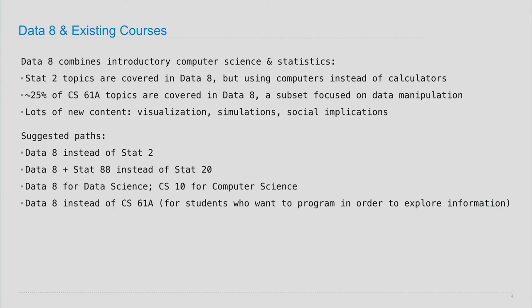What about 61A, which is a computer science course that's an introduction for majors? Well, I think Data 8 makes sense as an alternative to that for students who want to program for the sake of understanding the world instead of programming for the sake of building programs, which is kind of what 61A is about. So if you think of yourself as someone who's trying to learn to program because you want to do stuff, understand the world, run experiments, gather information, manipulate that information, then Data 8 is probably the right core material for you there.